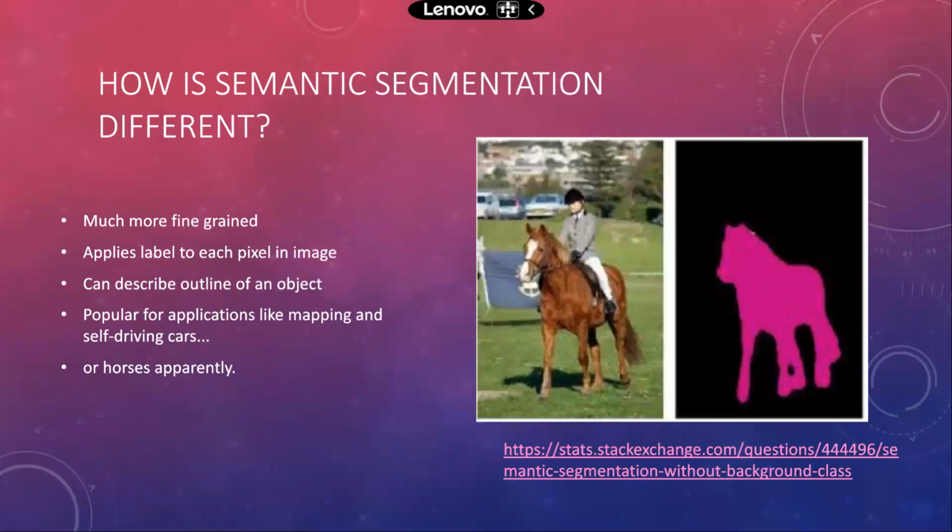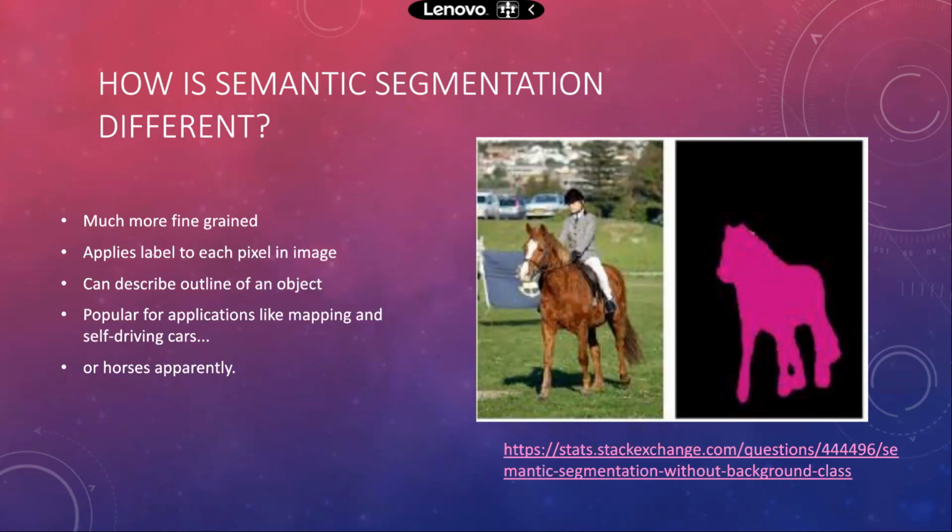Yeah, no worries. So I'll move on to semantic segmentation now and how it's different. The big difference is it's much more fine-grained, and what it does is it applies a classifier to each pixel in the image. So it's not looking for objects within the image, it's trying to define which object each pixel is. So it's useful for things like describing the outline of an object.